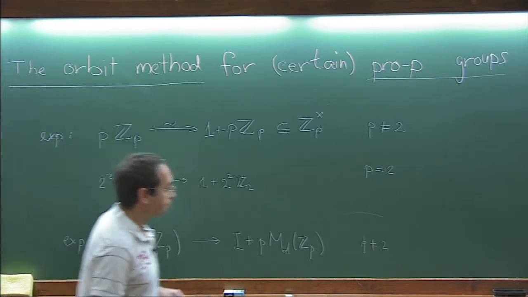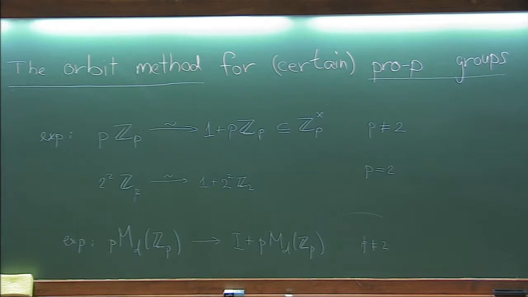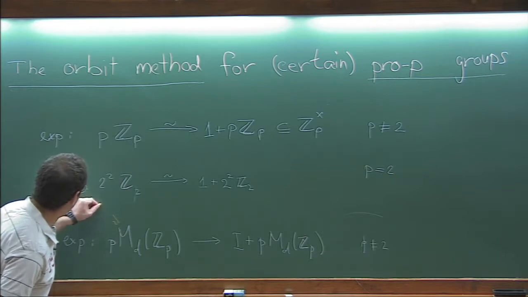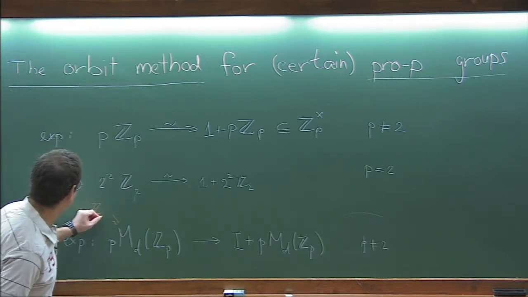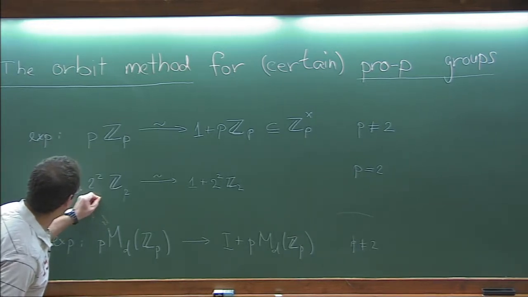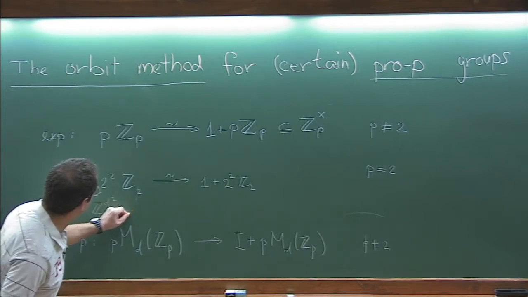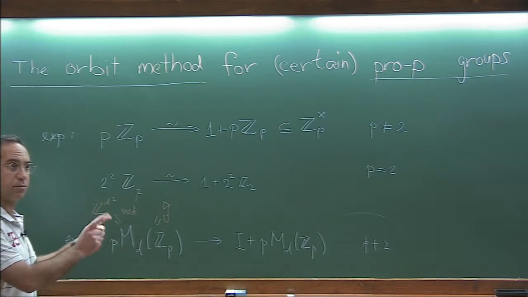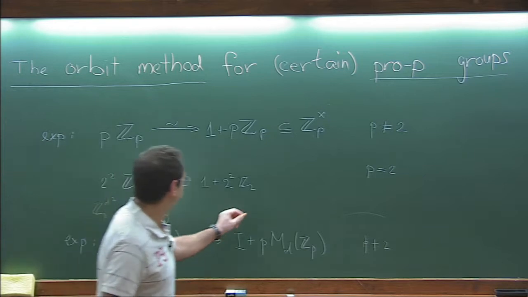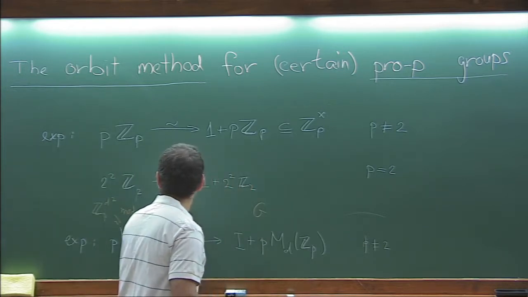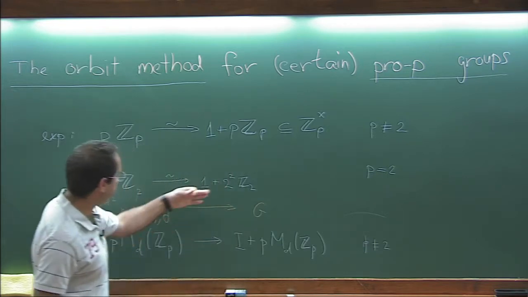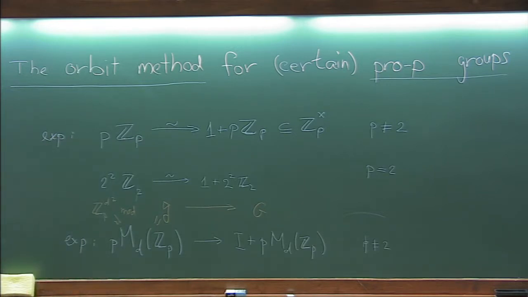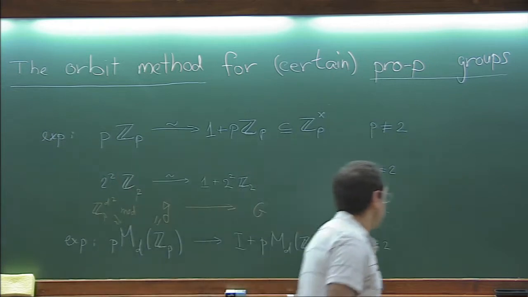We have a Lie ring, a free Lie ring over Z_p. This is isomorphic to Z_p to the d squared as a module. If we call it g, then we have here a Lie ring with a structure using the usual commutator. And here we have a pro-p group. And the exponential map is a homeomorphism, which takes this Lie ring into the group. And that's the prototype that we are now going to generalize.